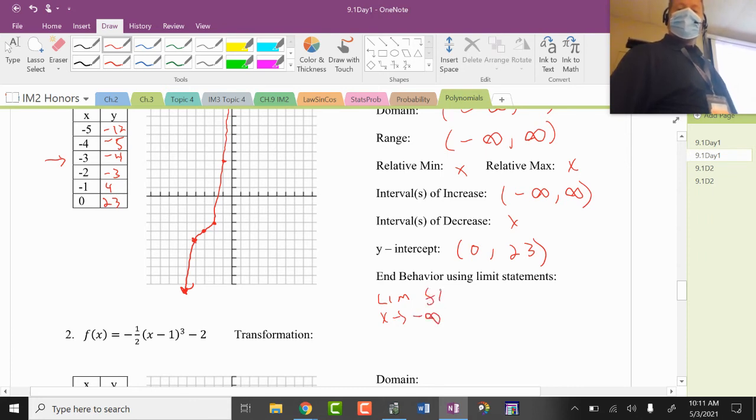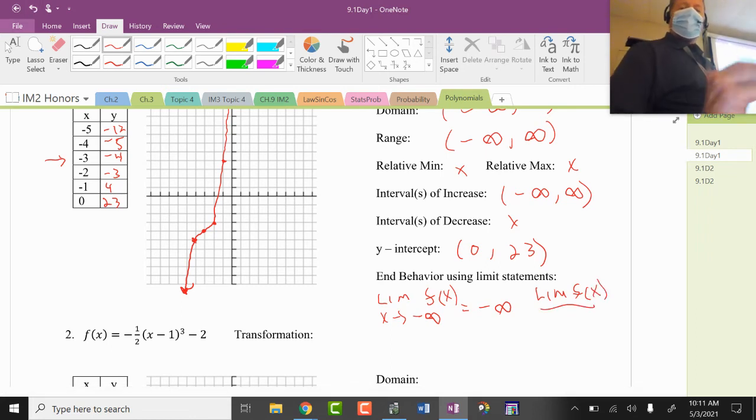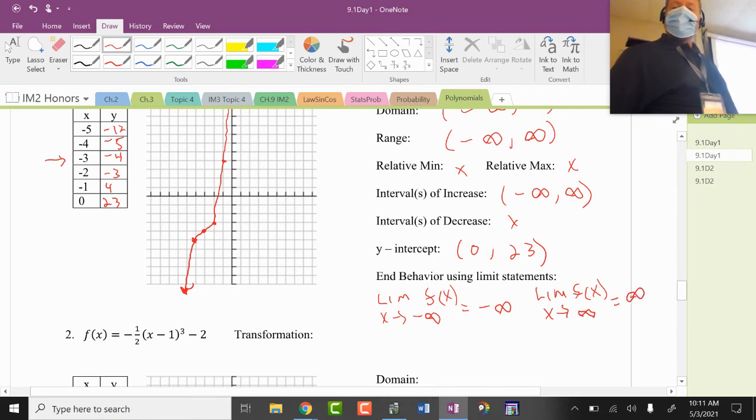The limit of f of x as x approaches negative infinity, that is negative infinity. Limit of f of x, what is y approach? Whoops, that's not a line. I don't know why I did that. That was a brain misfire, a synapse misfire. All right, as x approaches infinity, so does y.